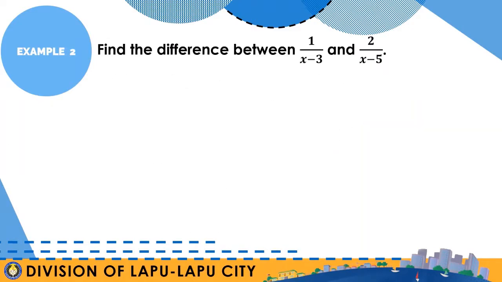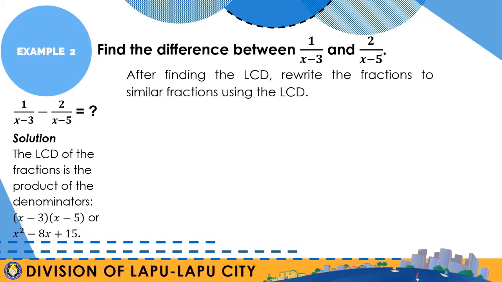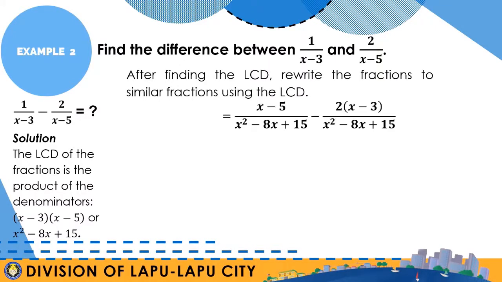Another example. Find the difference between 1 over x minus 3 and 2 over x minus 5. Solution. The LCD of the fractions is the product of the denominators, x minus 3 and x minus 5, or simply, x squared minus 8x plus 15. Then, rewrite the fractions to similar fractions using the LCD. We have x minus 5 over x squared minus 8x plus 15, minus 2 times the quantity of x minus 3 over x squared minus 8x plus 15.